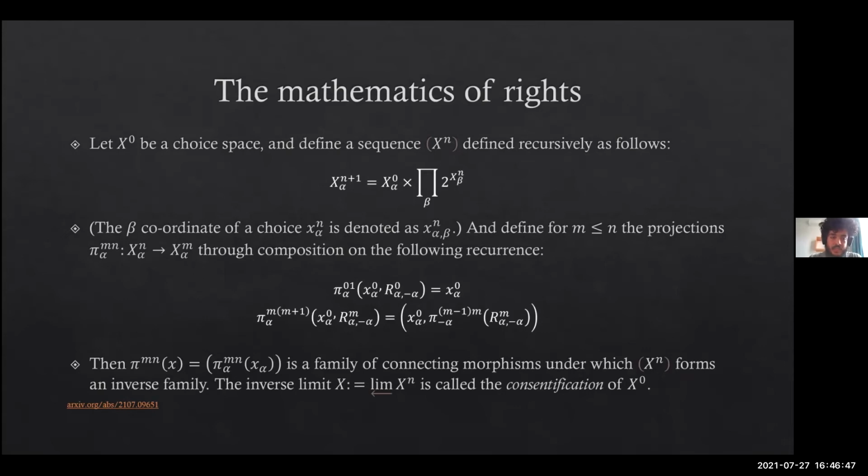So instead of straightforwardly just defining the choice space itself, we define a sequence of Xn, which are products of X0 with the power sets of the previous items in the sequence, and we define the projections in the intuitive way that I described before. And you end up with an inverse family, and the inverse limit of this family is called the consentification of your initial choice space.